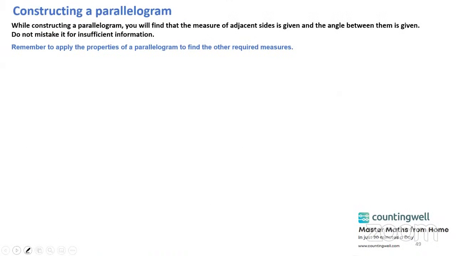Also, while constructing a parallelogram, you will find that the measure of each adjacent side is given and the angle between them is given. Do not mistake it for insufficient information, because if one angle is given, then you can find its opposite angle by taking it equal to that given angle, and the remaining other two angles can be found by applying the property of parallelogram that the adjacent angles are supplementary. So you have to remember the properties of parallelogram properly.